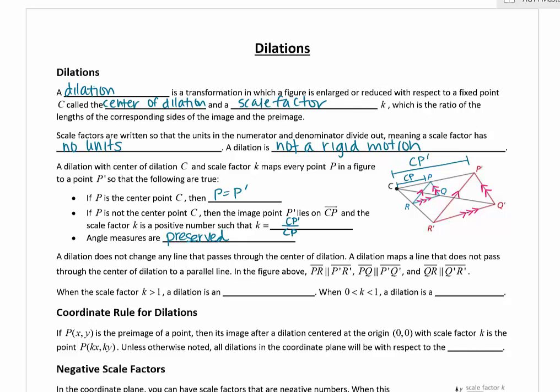When the scale factor K is greater than 1, the dilation will be an enlargement, so it's getting bigger. And when K is between 0 and 1, of course not including 0 or 1, it would be a reduction, so it'd be getting smaller.